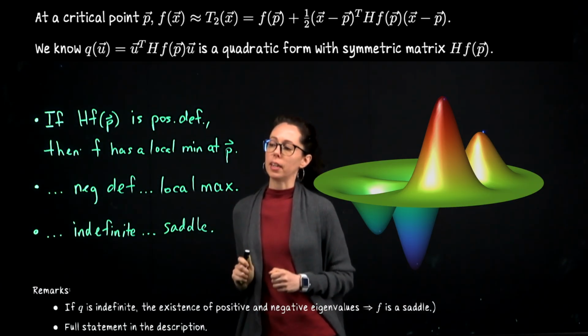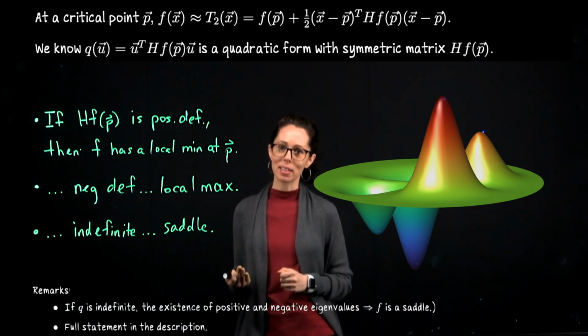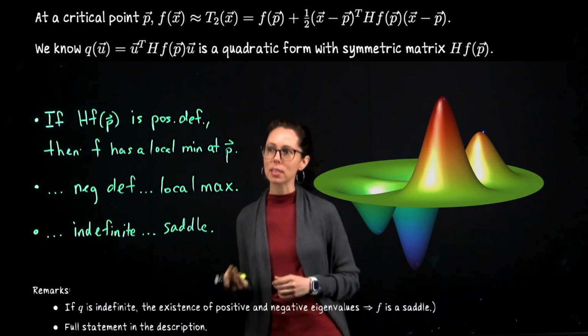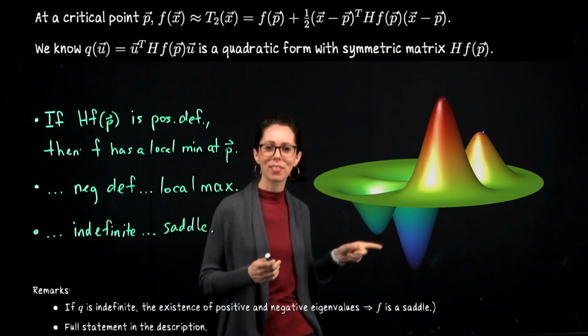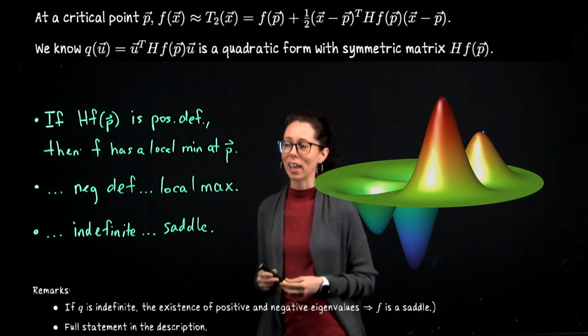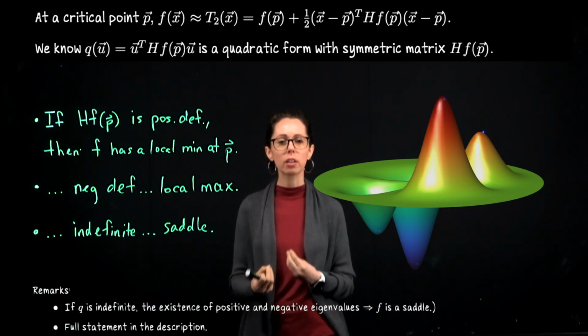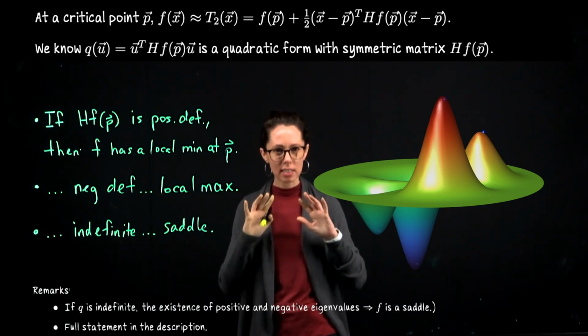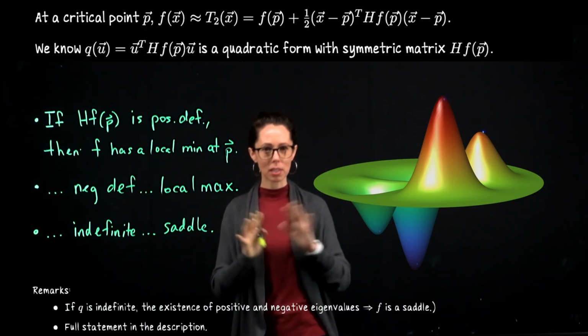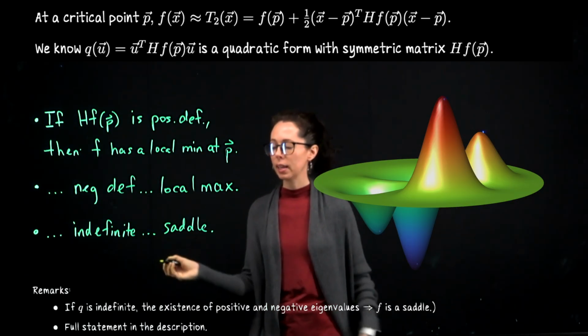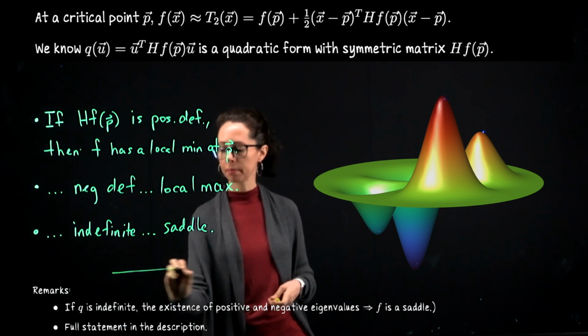What I've left off here is semi-definite. So what if the Hessian is positive semi-definite or negative semi-definite? In those cases, you can push it a little further, but in this lecture, I'm just going to stop and say it's inconclusive. And let me give you an illustration of why.